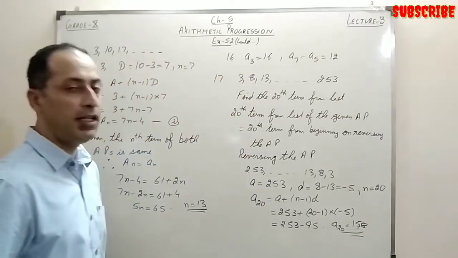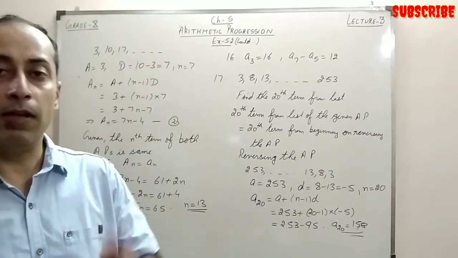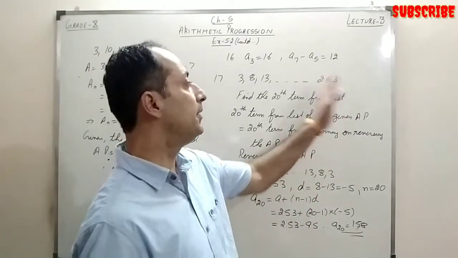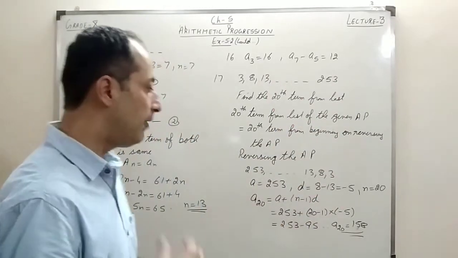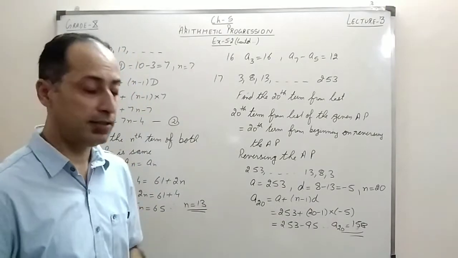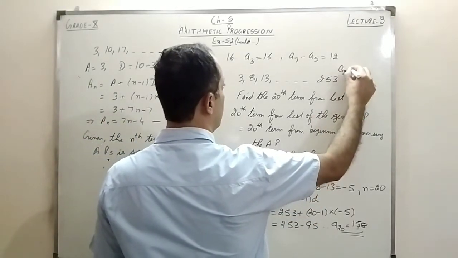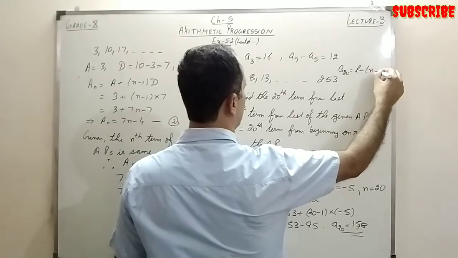So if I write all the terms, this 158 will be the 20th term from the backside. If you have to do it directly, you can also say the 20th term from the last. You can write it something like this way also: A20 is equal to L minus n minus 1 into D.